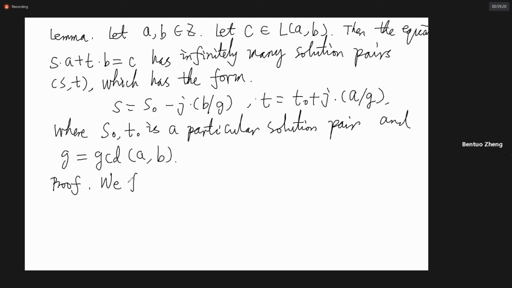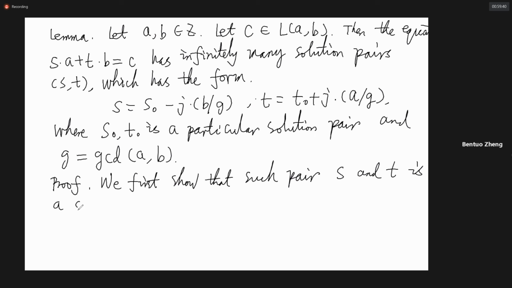We first show that such a pair S and T is a solution of the equation. Okay, so we just plug in S and T into the equation.